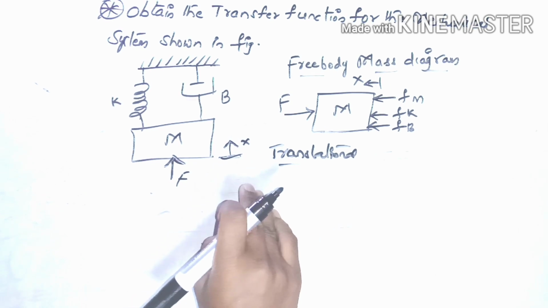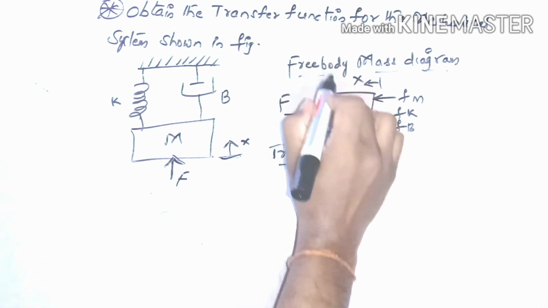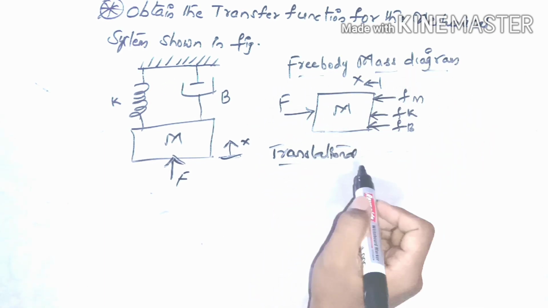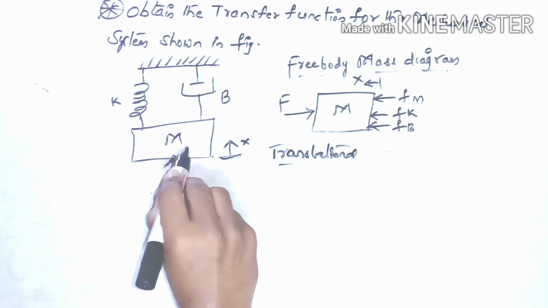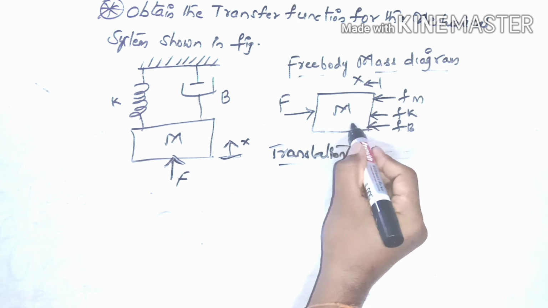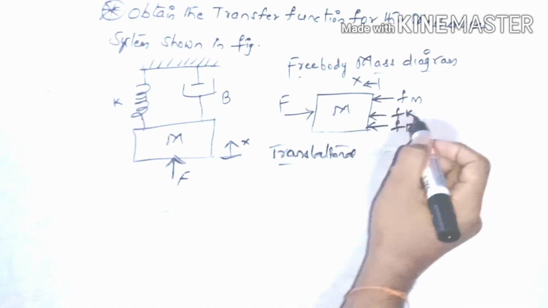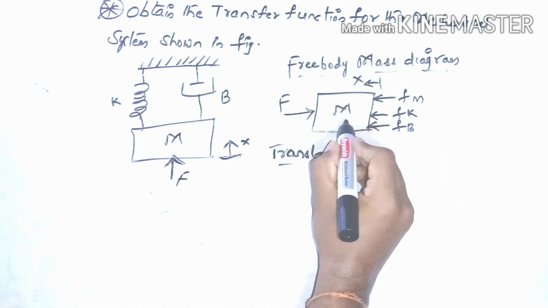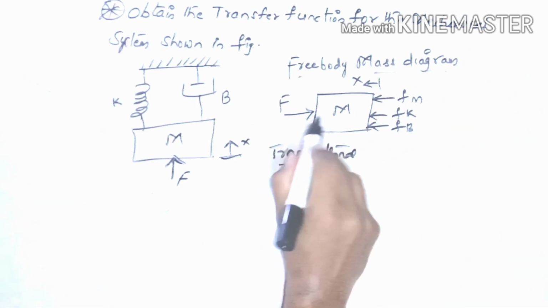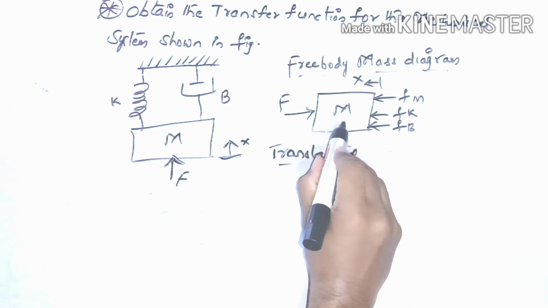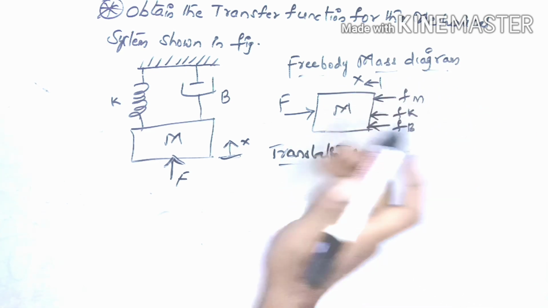For these translational systems, we will write the force balance equations. Before writing the force balance equations, for any problem given, the first step is to draw the free body mass diagram. This is the free body mass diagram for mass M. If there is one mass element, we draw a free body mass diagram for that one mass element. If there are two mass elements represented in the diagram, then we have to draw a free body mass diagram for mass M1 and also for mass M2, and mention all the forces acting on each mass element. How to represent these forces, I will tell you.